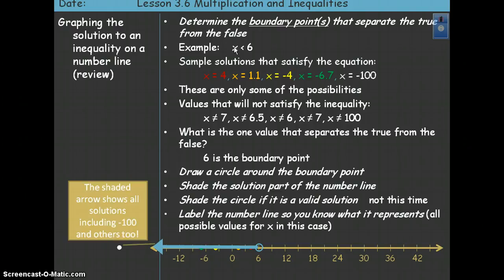I always want to label my number line. The label is always on the right side to show that this number line represents possibilities of x. The exaggerated and shaded arrow over here on the left includes all solutions that are less than negative 12, like negative 100, negative 1 million, and so on. Let's check out another example.